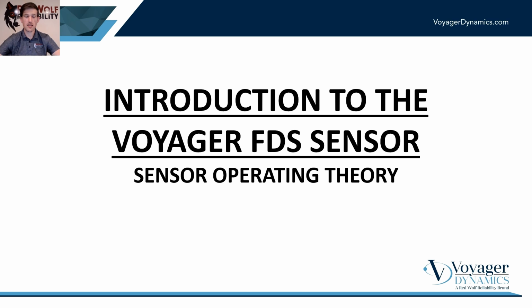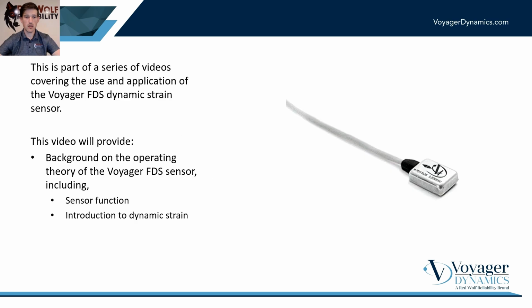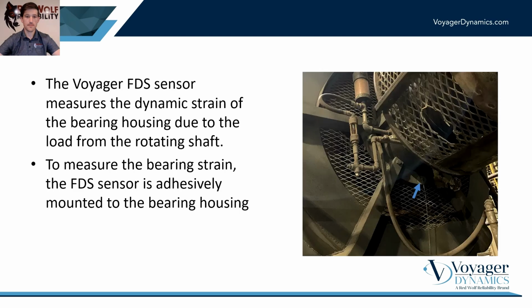This is the second in a series of videos that I'm putting together to talk about our Voyager FDS sensor. In this video specifically, we're going to talk just a little bit about the sensor operating theory. We're going to talk about the sensor function as well as introduce the idea of dynamic strain. In the first video of this series, we talked a lot about static strain, what it is and how it's calculated. We're going to talk about the distinction between static and dynamic strain and then discuss why the FDS sensor only measures dynamic strain.